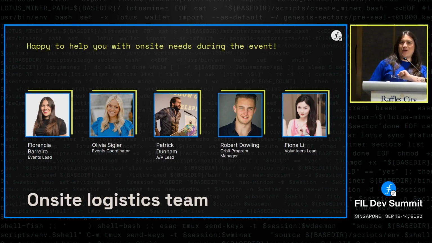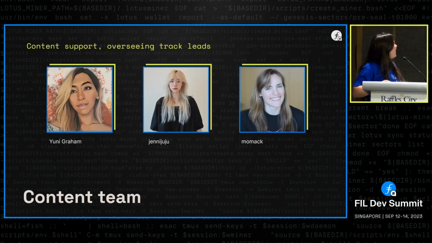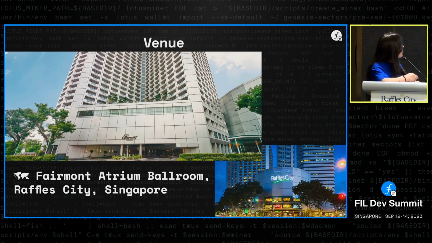We also have a team that is not here, but they have helped us to make this happen. They are Meredith, Elsa, and Gary. So they are supporting us emotionally from afar. Then we also have our content support team overseeing the track leads. Uni is doing this remotely. We have Jenny, she's here in this table, and then Molly, that you already know.